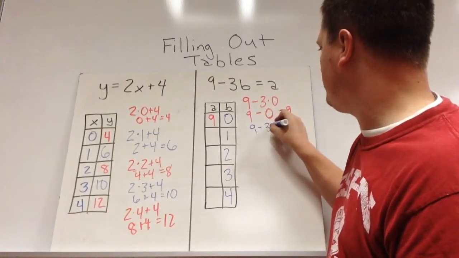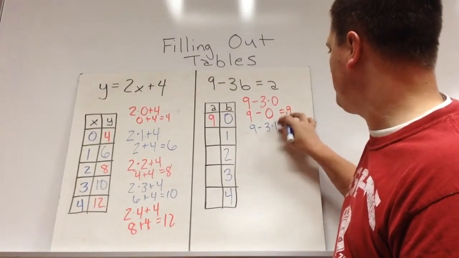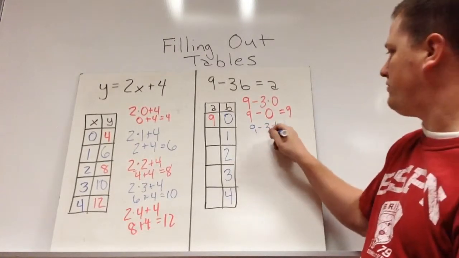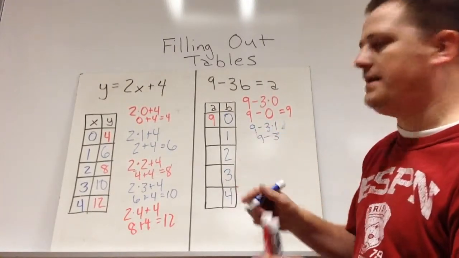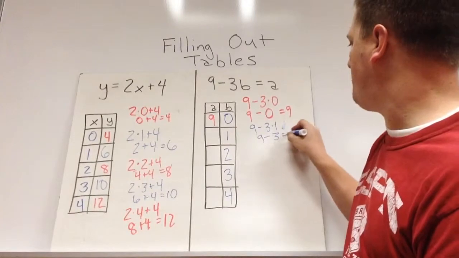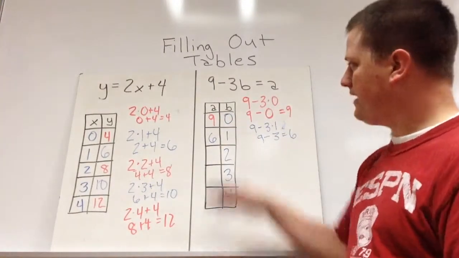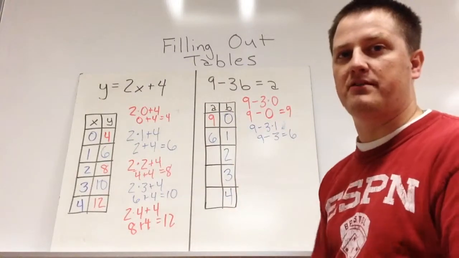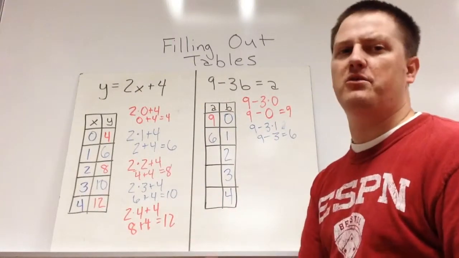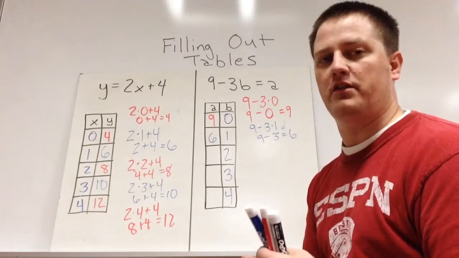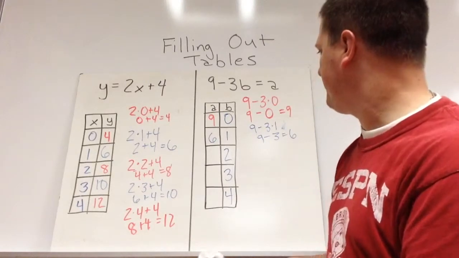9 minus 3 times 1. So 3 times 1 is 3. Bring the 9 minus in front, and we get 6. Okay? 9 to 6 is going down by 3, so we think it might be that, but we need to do a little bit more work before we can just rest on the pattern.